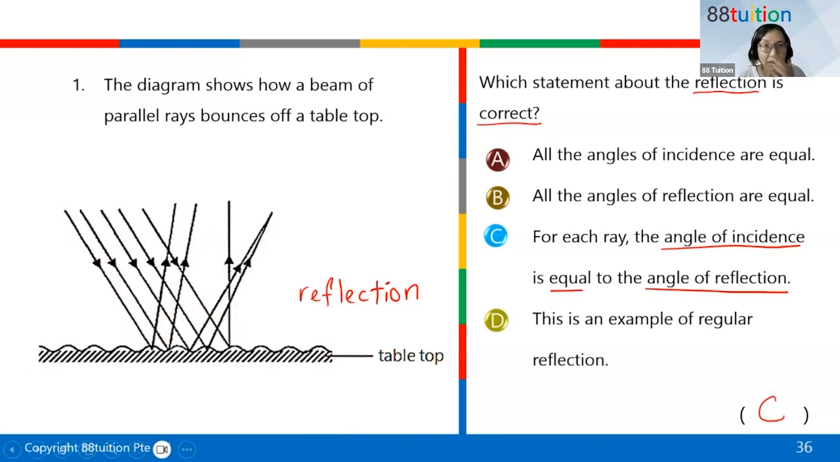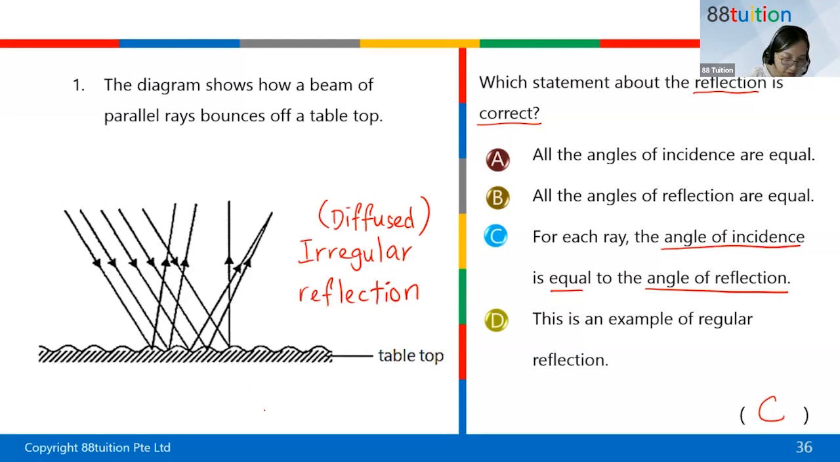Good job, Unluck. Unluck is the only one who has given me the answer. The rest cannot remember. It's okay, just type cannot remember. So it is irregular reflection. Either that or you write diffused. Diffuse reflection. Regular reflection will mean it goes up and then it also goes parallel. That would be regular reflection.